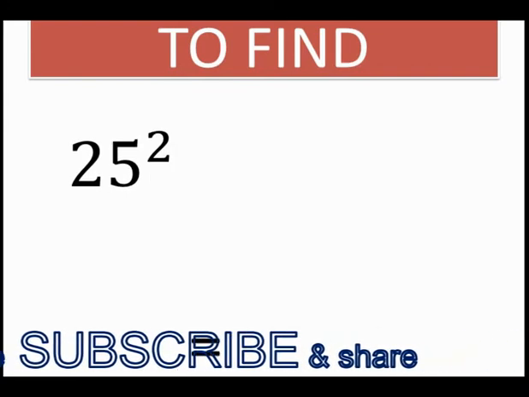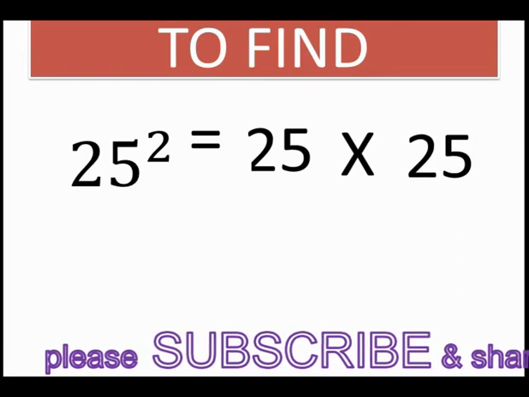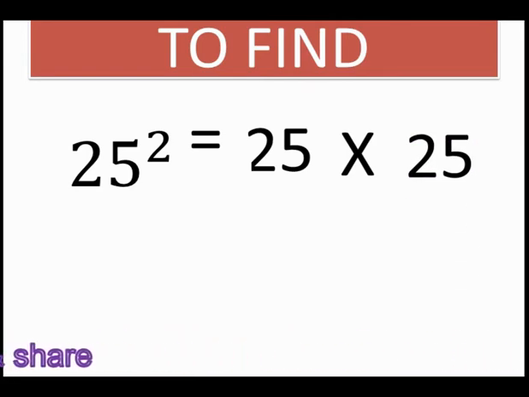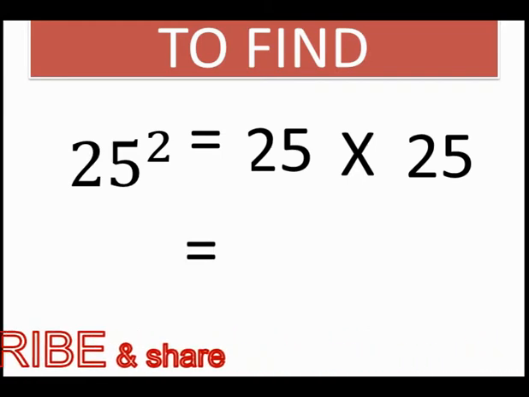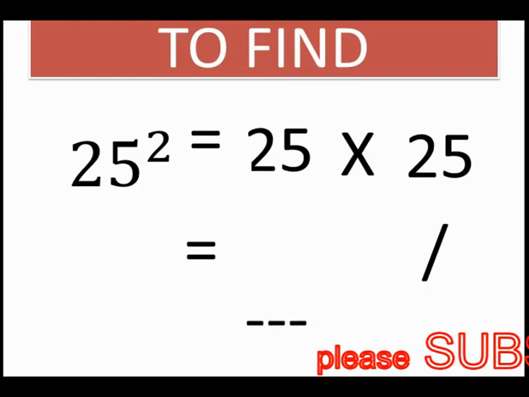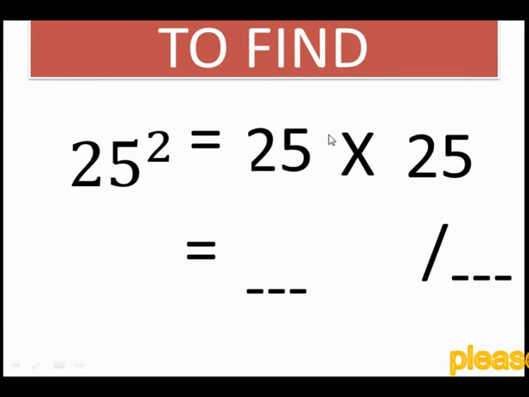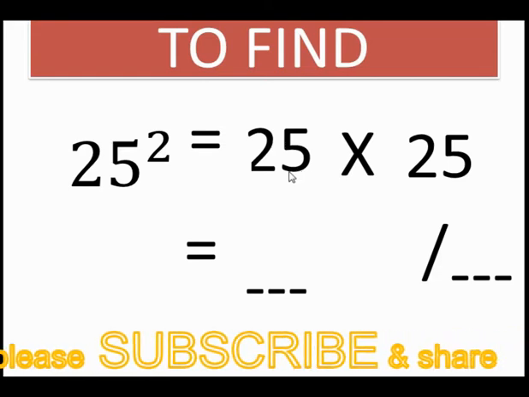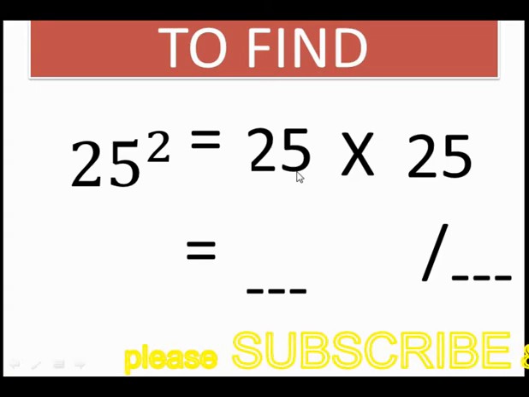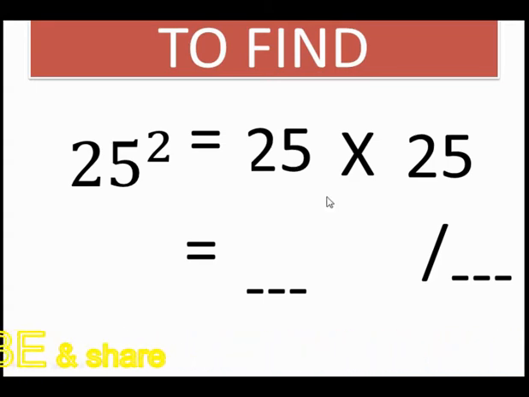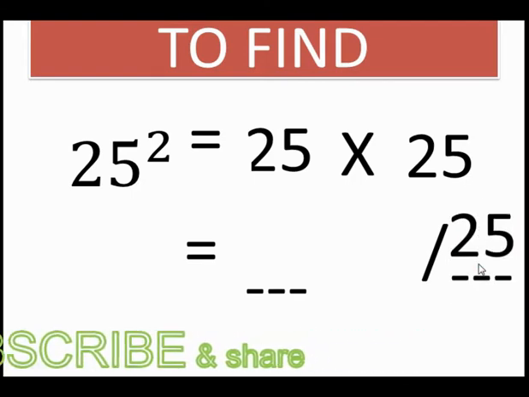We know 25 square is equal to 25 multiplied by 25. For finding this answer very fast, I am going to divide the answer into two parts, the first part and the last part. First I am going to do the last part. In 25 the first digit is 2 and the last digit is 5. First I take the last digit 5 and 5. We know 5 multiplied by 5 is 25. This is our last part.